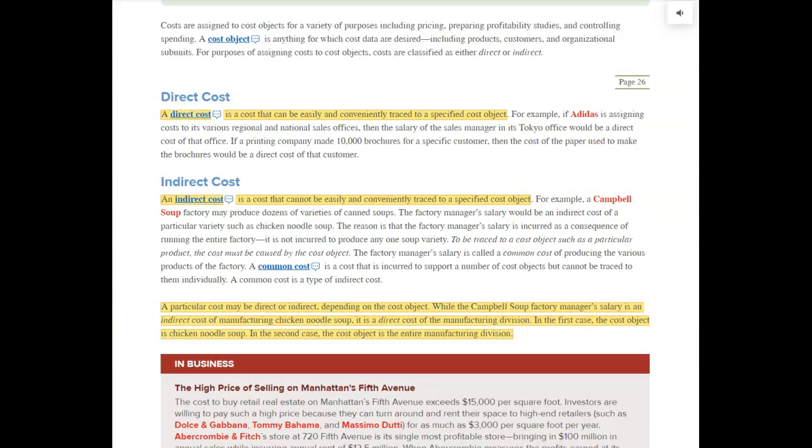Let's start out with this, a direct cost. Now you can see the definition. Direct cost is a cost that can be easily and conveniently traced to a specific cost object. Now what is a cost object? We'll talk more in a minute about that, but it's just something you're trying to identify, like a certain item that you are producing. It could be number of units of a product. It could be machine hours you're using to produce a product. So a cost object is something that a cost can be traced to if it's a direct cost. Now an indirect cost is one that cannot be easily and conveniently traced to a specific cost object.